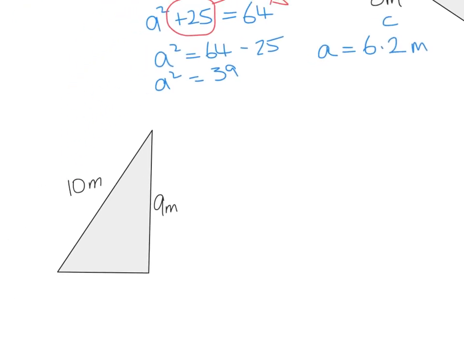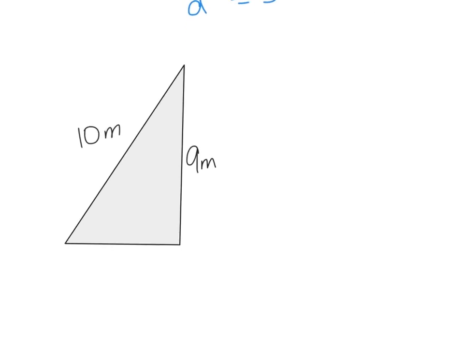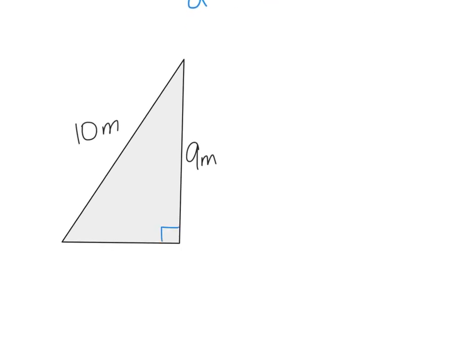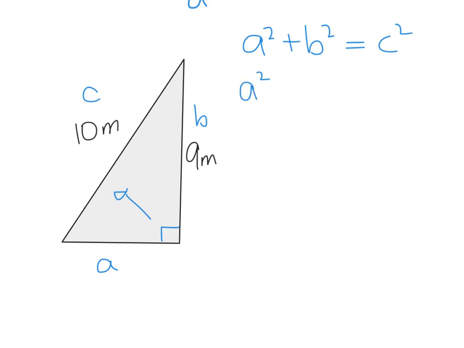Last question. Again, I'm going to label my triangle. So this one opposite the right angle must be C. I'm going to call this one here at the bottom A, and the one with the 9 B. So again, Pythagoras Theorem is A squared plus B squared equals C squared. A, I don't know because there's no number by it, so I'll leave that as A squared. B is 9, so I can say plus 9 squared. And C is 10, so equals 10 squared.